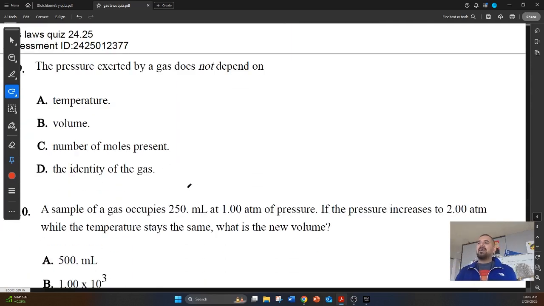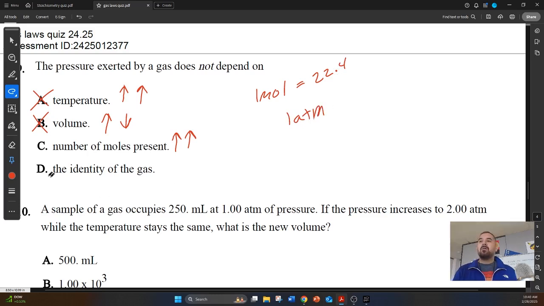The pressure exerted by a gas does not depend on what? So when temperature goes up, what happens to pressure? It goes up. So it does depend on temperature. When volume goes up, what happens to pressure? It goes down. So volume goes up, pressure goes down. So it does depend on volume. What if we increase the number of gas molecules? What happens to pressure? It also goes up. So it does depend on number of gas molecules. Does the identity of the gas matter? No. So 1 mole of any gas is how many liters? It's 22.4. At STP, what's the pressure?